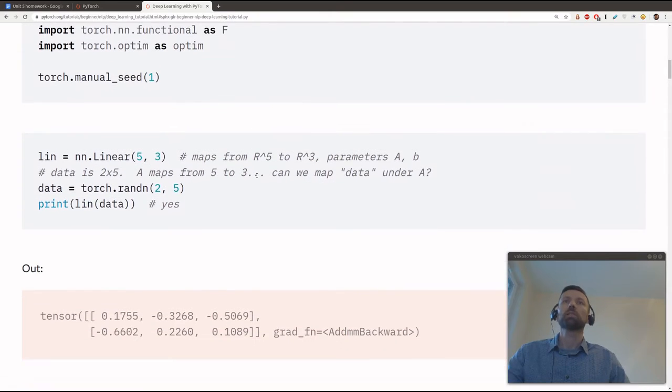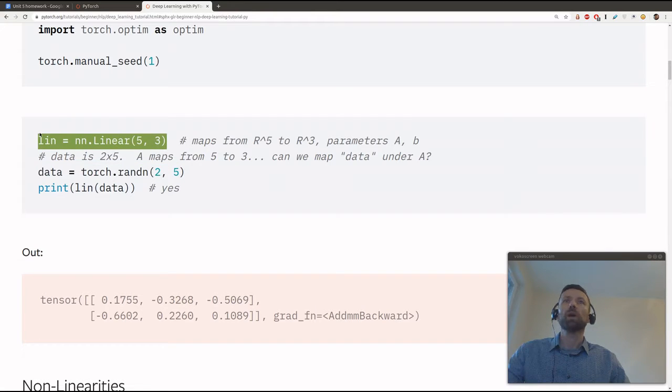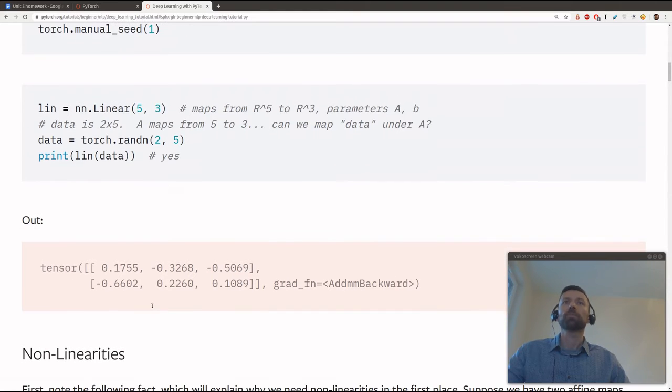How is this done in PyTorch? Here we define some input, two rows, each has 5 values in it. So the input has 5 values. We have 2 training examples. This is our input data. And then we define the mapping from the input to the output, here as a linear layer. And to compute the outputs, we just apply this linear layer to the input data, which gives us some result.